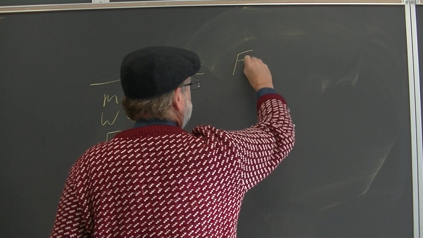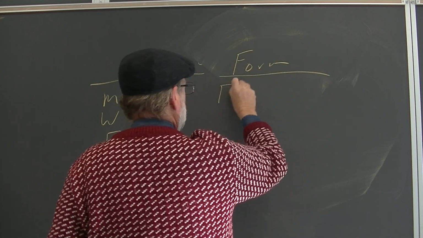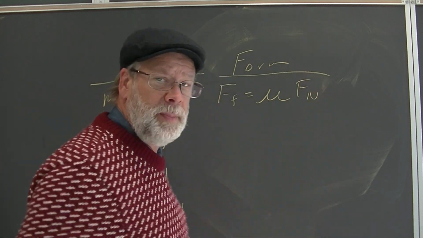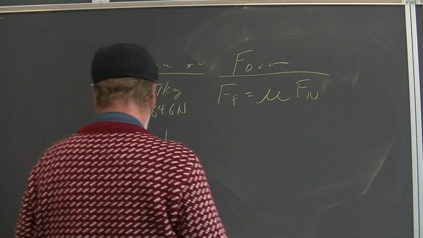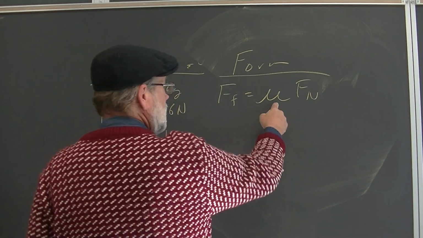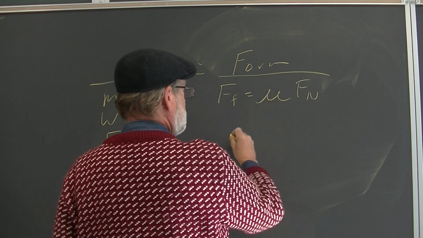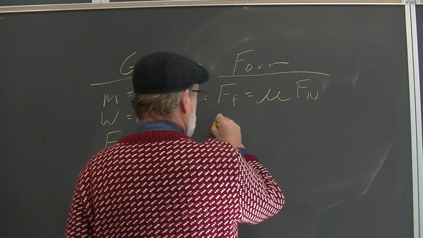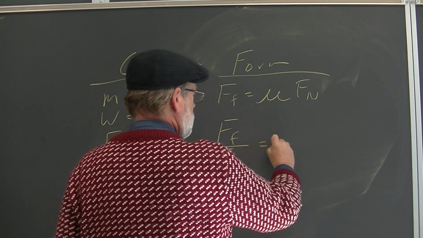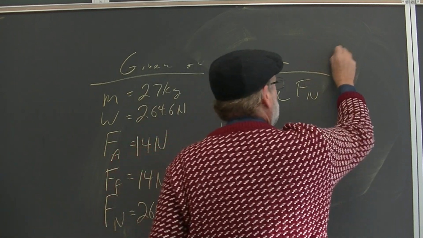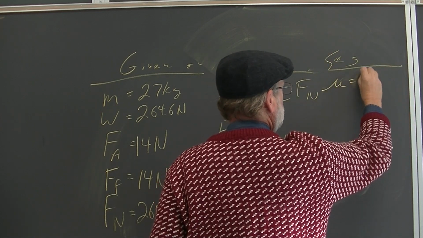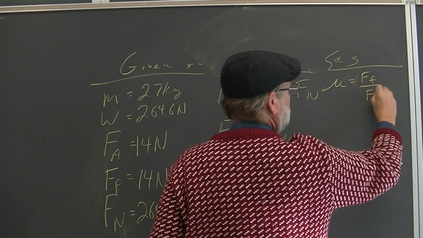So now, F sub F equals mu F sub N. All right, what are we looking for? We're looking for the coefficient of friction. So we're solving this for mu. F sub F over F sub N equals mu. Substitution and solution: mu equals F sub F over F sub N.